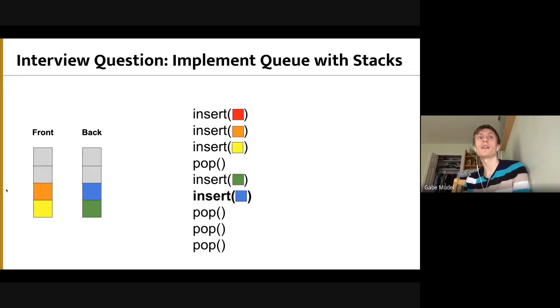Basically, this is the front, this is the second element, this is the third element, this is the fourth element, right? So when we pop, we get rid of orange, which is good. We get rid of yellow, which is good. And now when we pop, we have to move everything over. And now we get green, which is good, blue, which is good.